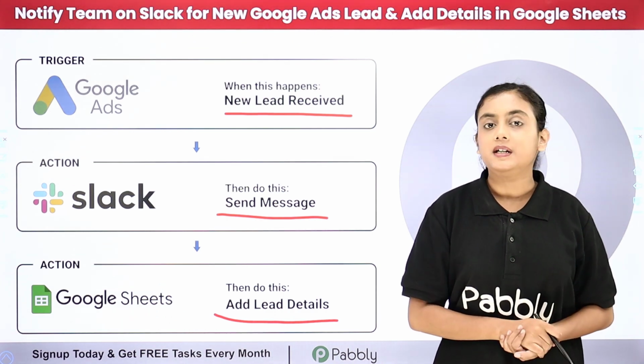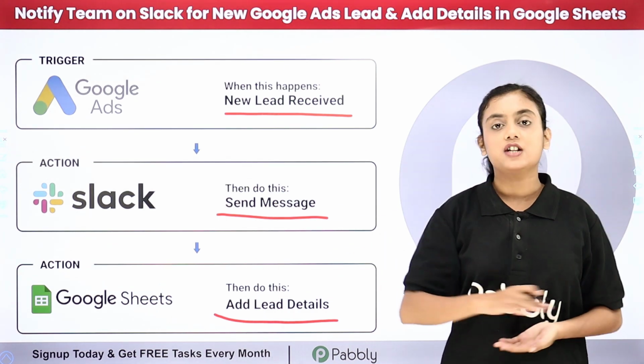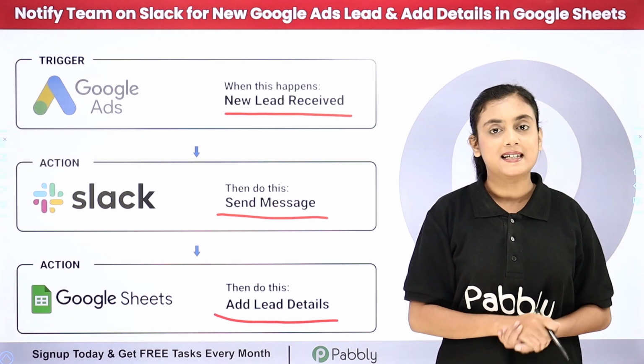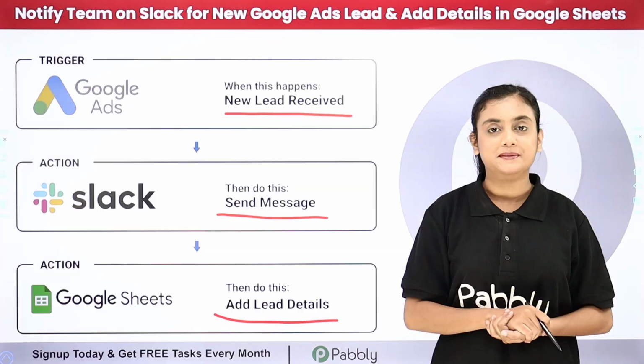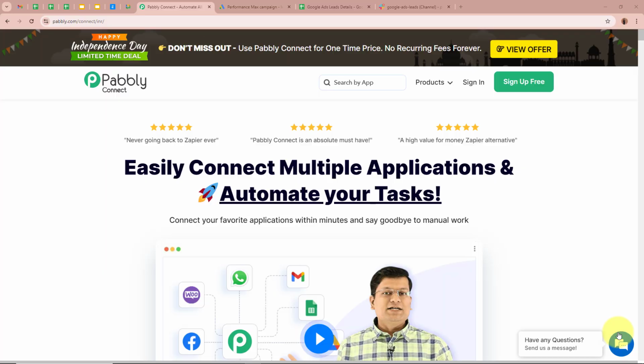And for that, I'm going to be creating an automation between all of these applications with the help of Pabbly Connect. So if you want to learn about this amazing automation, then let me take you all to my screen. Welcome to my screen. So in this video, we're going to learn how to notify team on Slack for new Google Ads leads and add details in Google Sheets.